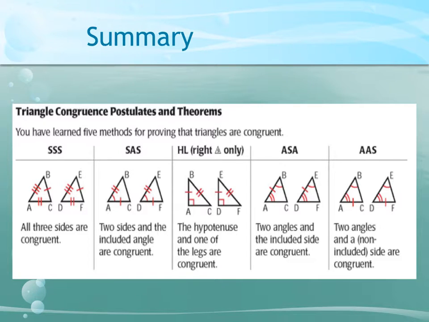All right, so this one kind of just summarizes it all, right? It says the triangle congruence postulates and theorems, okay? All 5 methods are here. Side, side, side, where all 3 sides are congruent. Side, angle, side, where 2 sides and the included angle are congruent. Hypotenuse, leg, where it has to be a right triangle. The hypotenuses have to be marked as congruent, and then one of the sides. Angle, side, angle, where it's 2 angles and the included side, and then angle, angle, side, where it's 2 angles and the non-included side.